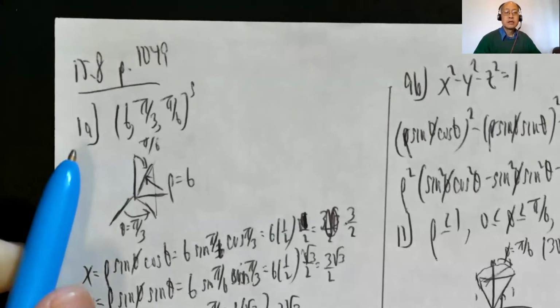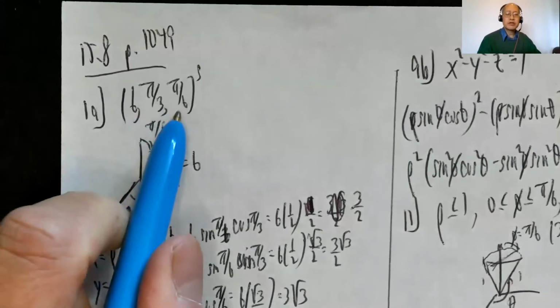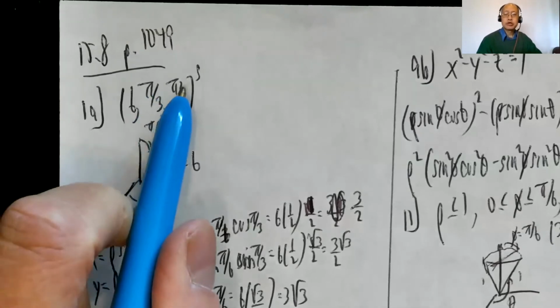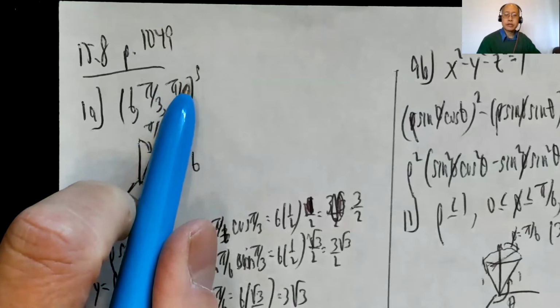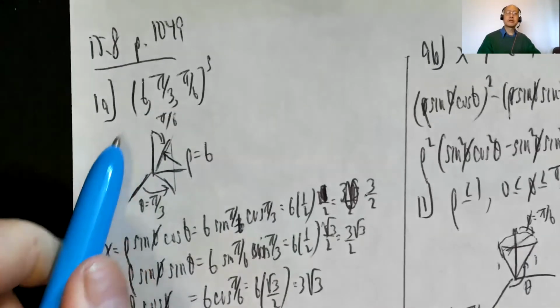All right, 1A. Change (6, pi over 3, pi over 6) in spherical coordinates to rectangular coordinates. And again, if you don't know which coordinate system we're using, I'll superscript S for spherical, R for rectangular, and C for cylindrical. Okay, just to see what this looks like.